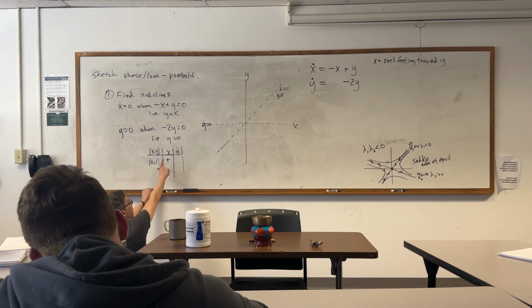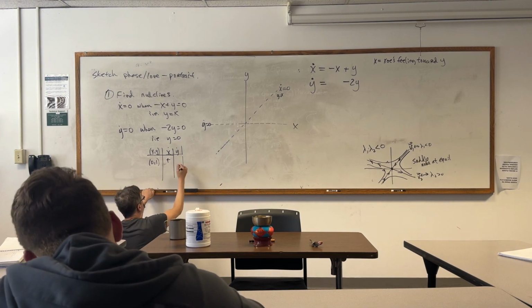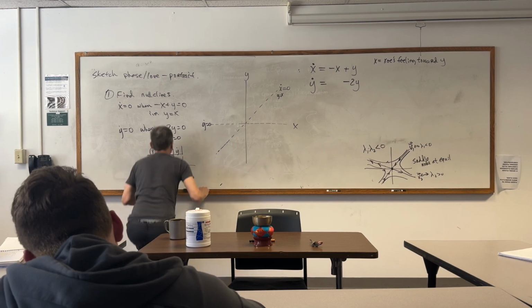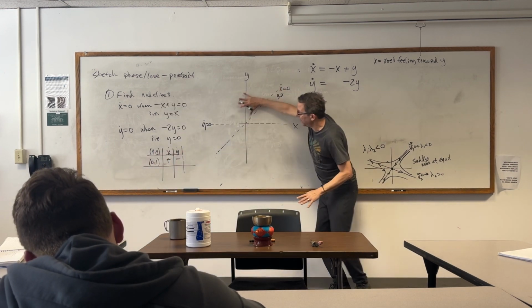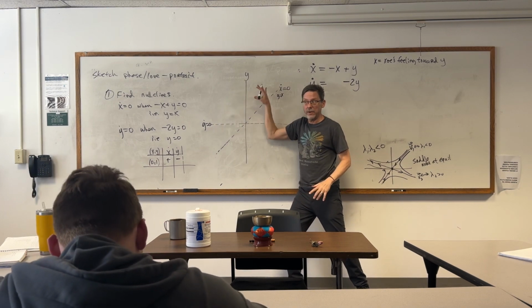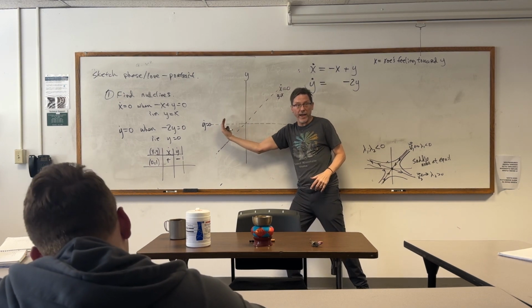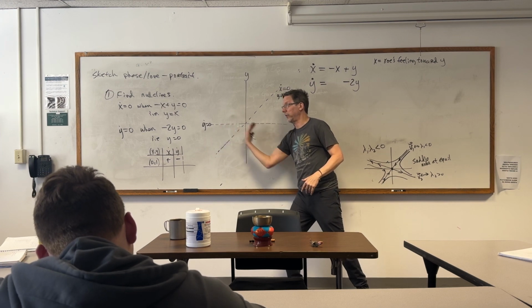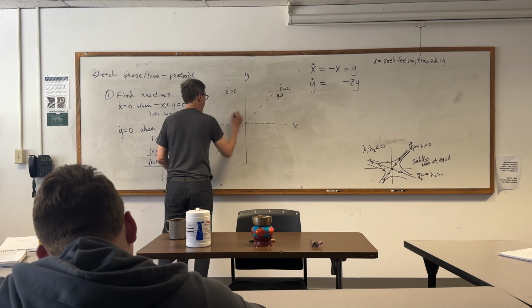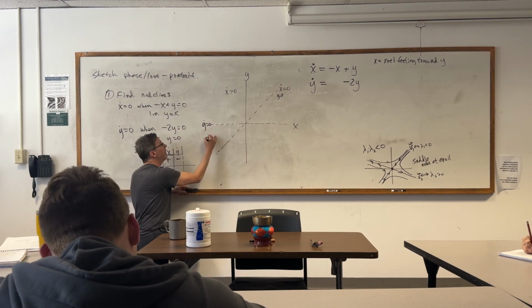Here y is 1, so y dot is negative 2, negative. Cool. So that means that on this entire side x dot is positive. X dot will not change sign. It can't change sign until I cross that null line. So out here, I've got x dot is positive, and also down in this little quarter down here.